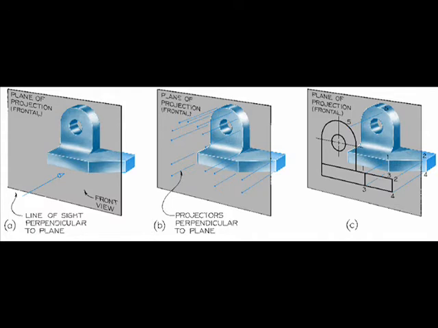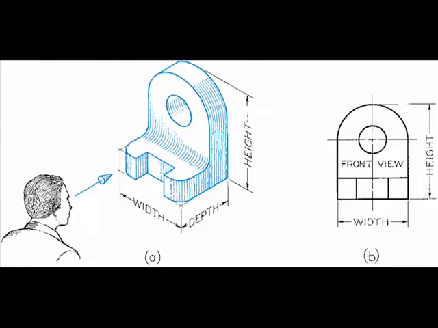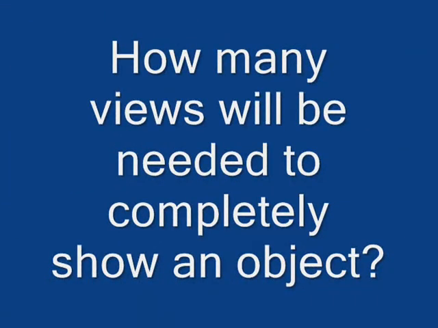Orthographic projection is the projection of object features onto an imaginary plane called a projection plane. This imaginary projection plane is placed parallel to the object. Thus, the line of sight is perpendicular to the object. This results in views that appear two-dimensional. How many views will be needed to completely show an object? This will depend on the object itself.